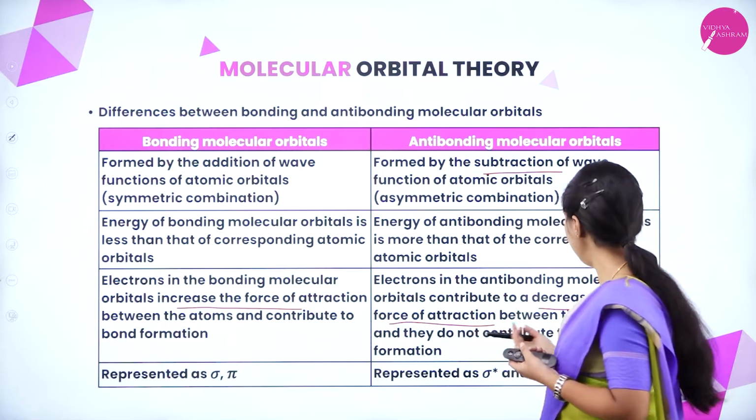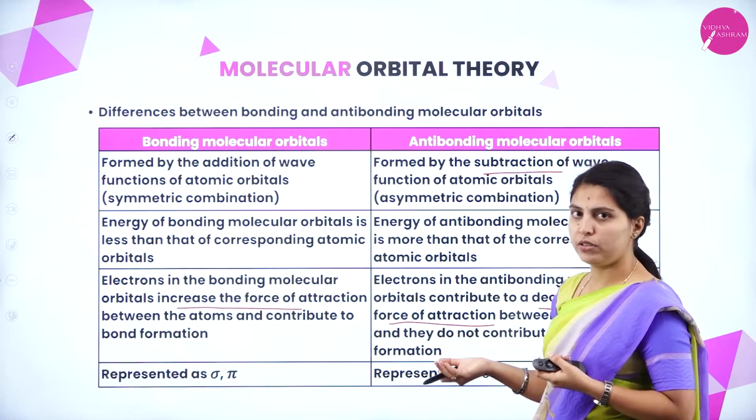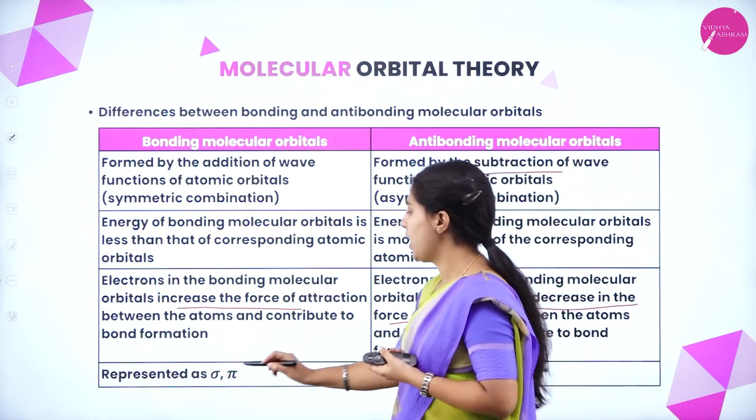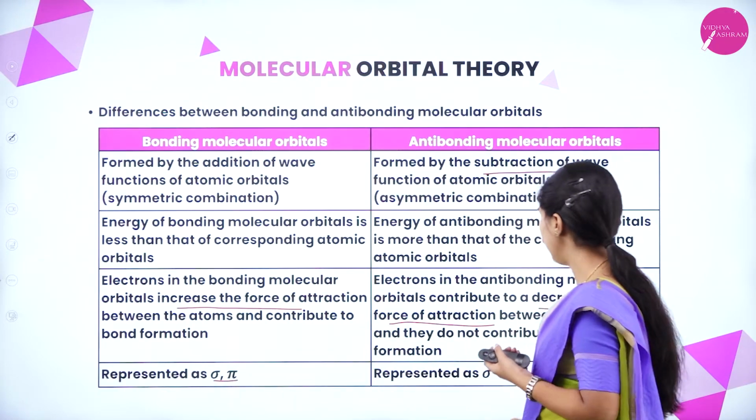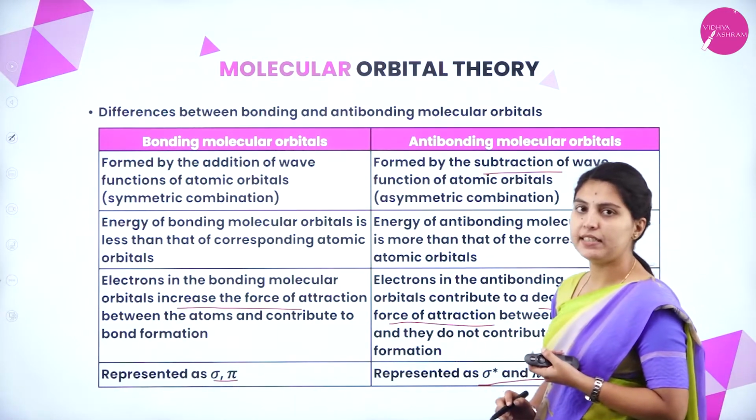Electrons in anti-bonding orbitals do not contribute to bond formation. They are represented as sigma and pi; the anti-bonding ones are sigma star and pi star.